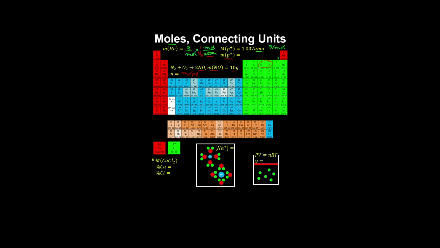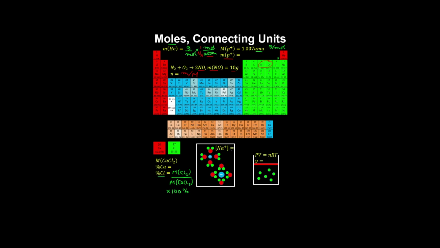And in this context, we can find a percent composition of calcium and chlorine in calcium chloride. So here you'll calculate the molar mass of this compound using the periodic table, then calculate the molar mass of calcium and the molar mass of chlorine, and then divide them by the total molar mass. So for example, you'll have the molar mass of chlorine, and you'll divide that by the molar mass of calcium chloride, and multiply by 100%.